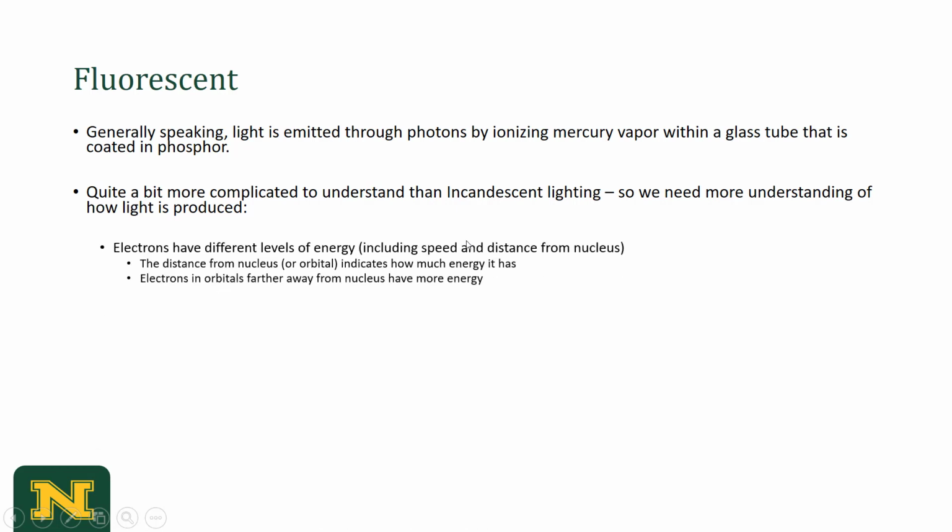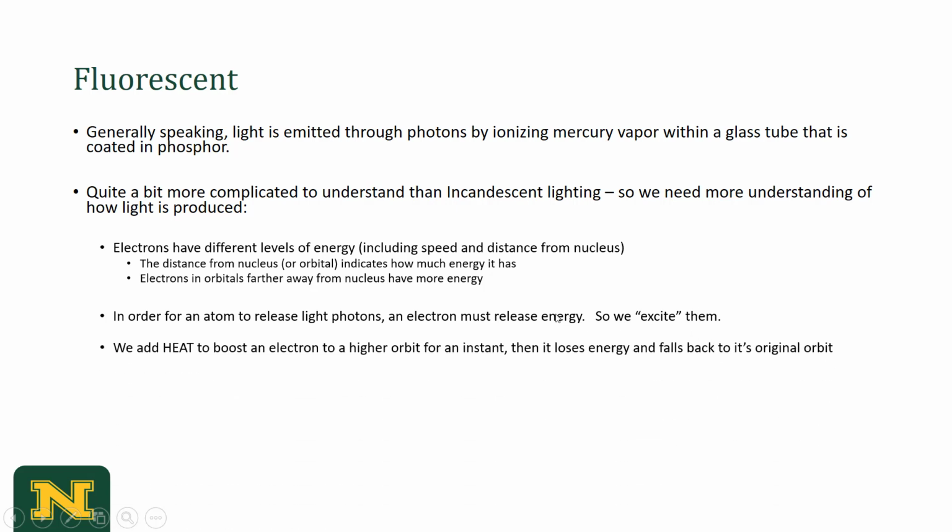So we want to understand a little bit how that light is produced, so we understand how the photons work, going back to that. So electrons within an atom have different energy levels. It includes the speed and the distance from the nucleus that they are. That distance from the nucleus indicates how much energy it has. So the electrons that are further away from the nucleus have more energy than the electrons that are closer to the nucleus. So in order for an atom to release those light photons, what has to happen is that electron must release energy. So the way we have to do that is we excite them.